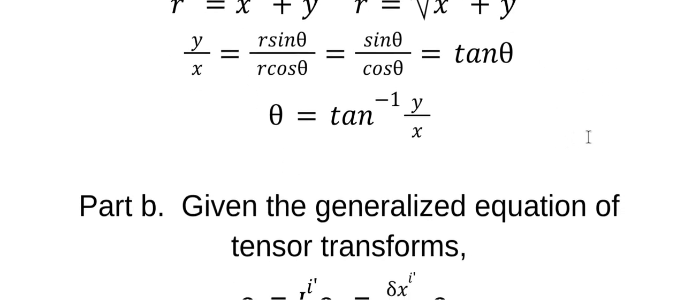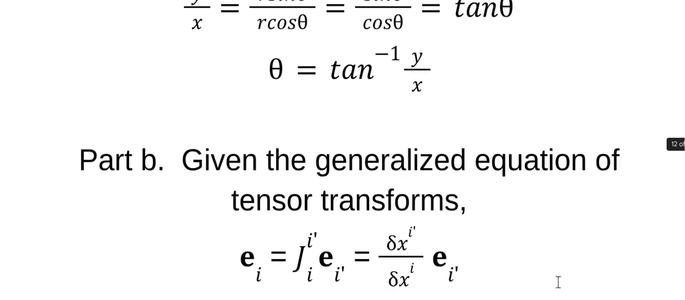Given the generalized equation for tensor transformations, when you transform a tensor, you always use the same format. It doesn't matter if it's a basis, it doesn't matter what it is. For every index, you always have one Jacobian factor. And how you index it, you just follow the free index. I only have one in this case, so it always goes there. Then this becomes a summation index.